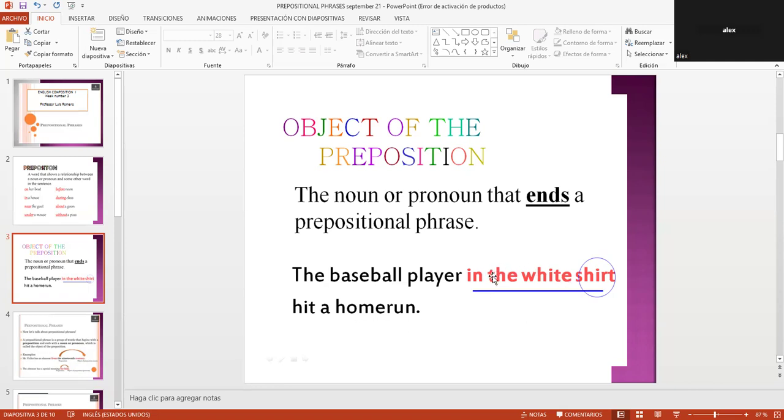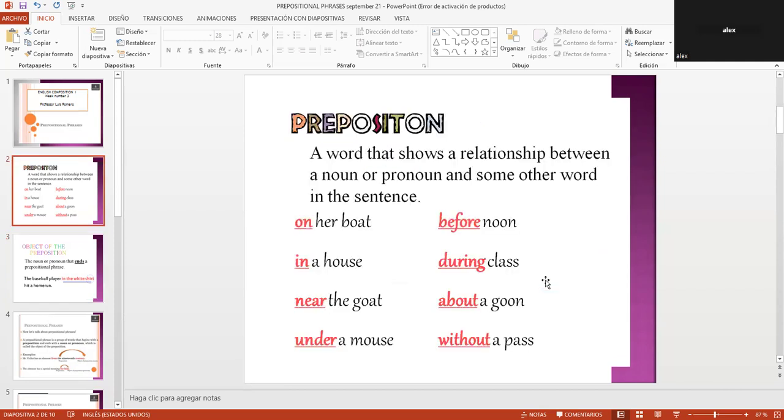But sometimes this information you wouldn't have it. I'm going to show you the information that I showed you before. Here, as you can see, near the goat, under mouth, without a pass, in these prepositional phrases there are no complements, right? The only thing that you have is a preposition and the noun, okay? Look at this one: during class, only the preposition and the noun.